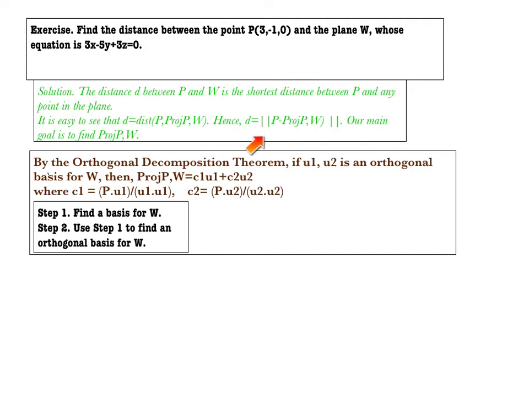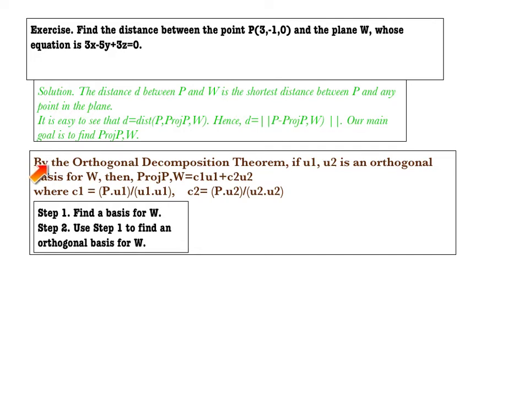Notice that the length is basically denoted by putting two absolute value bars to the left and to the right of the vector P minus the projection of P onto W. So our main goal, in finding such a distance, is to find the projection of P onto W, because we don't know yet what it is. Excellent. So how do we proceed?